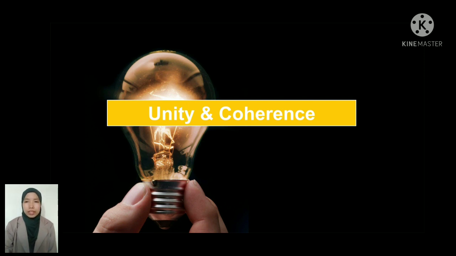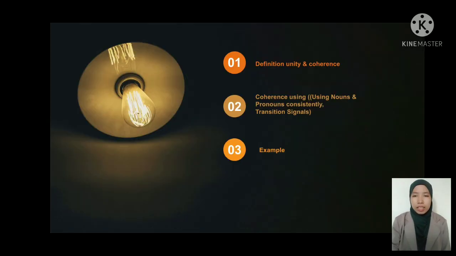Okay, here is the outline for our material today. The first is the definition of unity and coherence. The second is coherence using nouns, pronouns consistently, and transition signals. And the last is examples. Now, the next slide.